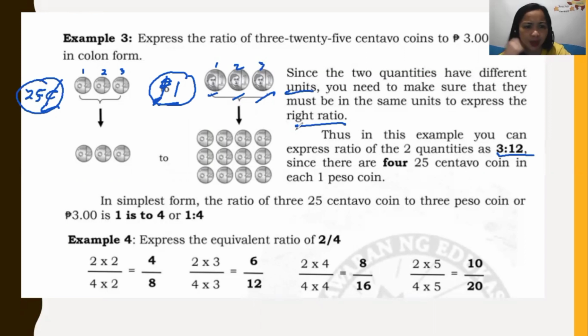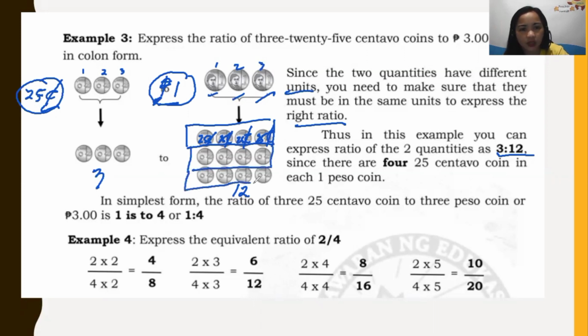Paano nangyaring 3 is to 12? Ito yung 3. Paano nangyaring ito naging 12? So, di ba sa piso, or in 1 peso, there are 4 25-centavo coins. Ito yung 25 cents, 25 cents, 25 cents, 25 cents. So, apat na 25 centavo represent 1 peso. So, since it is 3 pesos, we need to have 4 25-centavo coins in each. We have 12 25-centavo coins in 3 pesos.